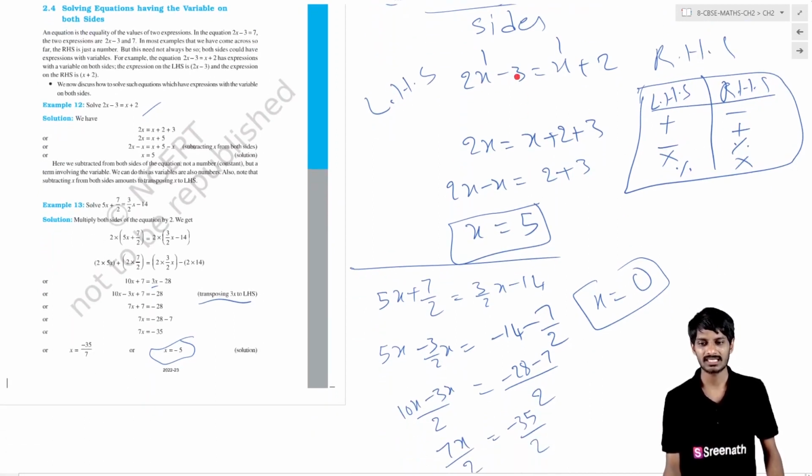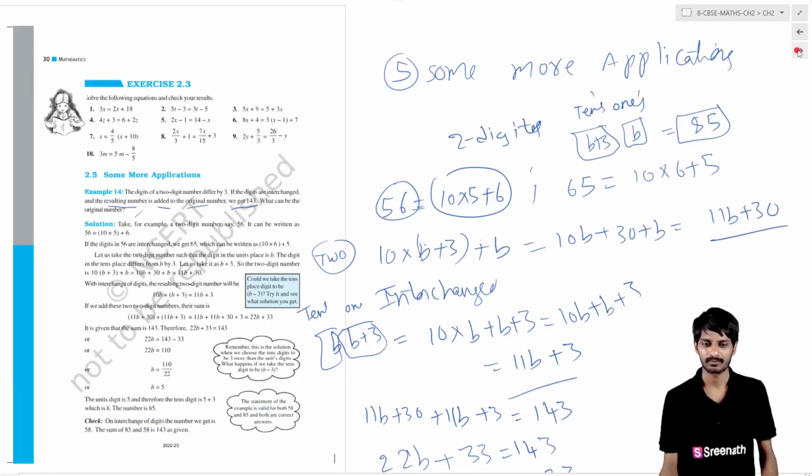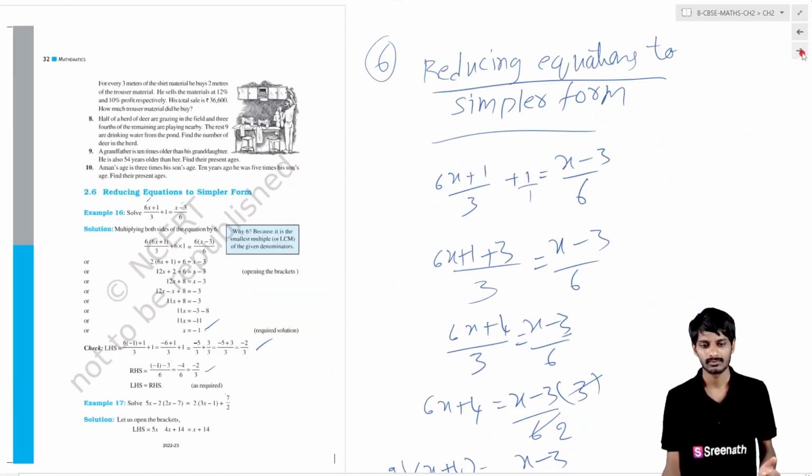So in 2x minus 3, you shift this minus 3 to this side, and it becomes plus 3. Here the plus x we have shifted to the left side as minus x. So finally you get the answer x equal to 5. In this way you can find answers. Some more examples or applications of the same concept, and reducing equations to simpler form.